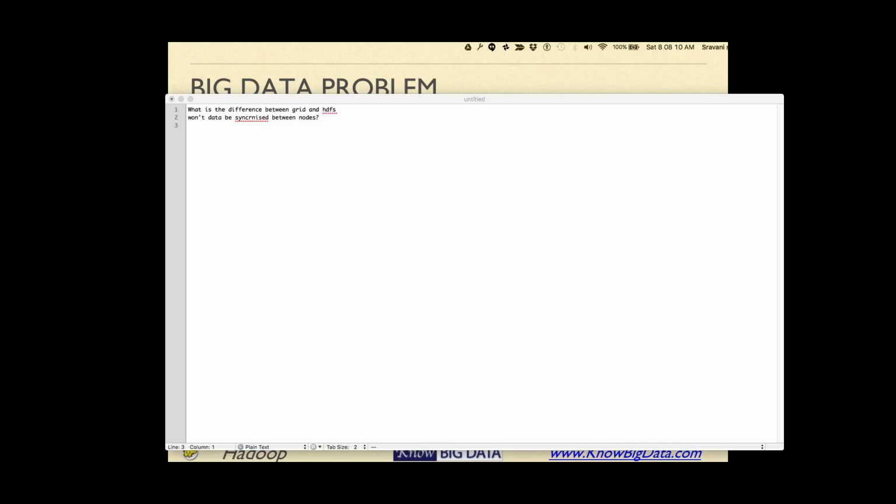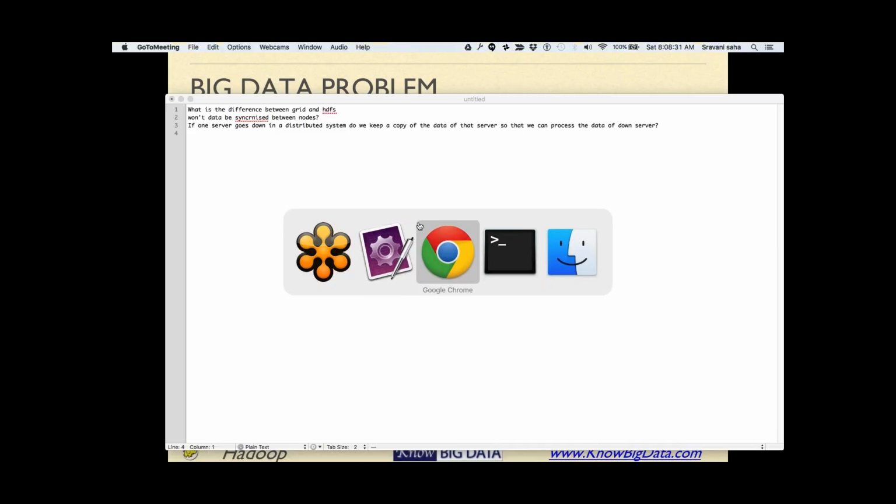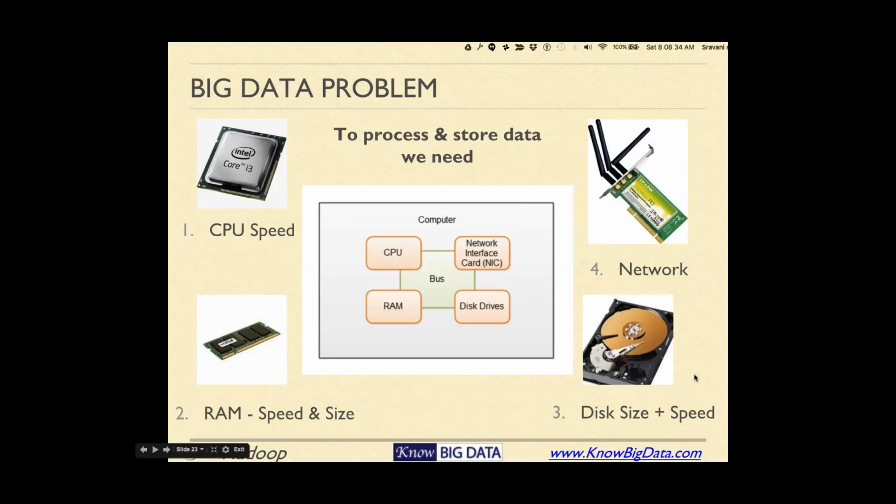Mahesh's question is, if one server goes down in a distributed system, do we keep a copy of the data on that server so that we can process the data? Very good question, but with respect to the current course, it's a question I would like to answer in the second session. These are very good questions, and I'm happy that I'm able to bring the discussion to that point.